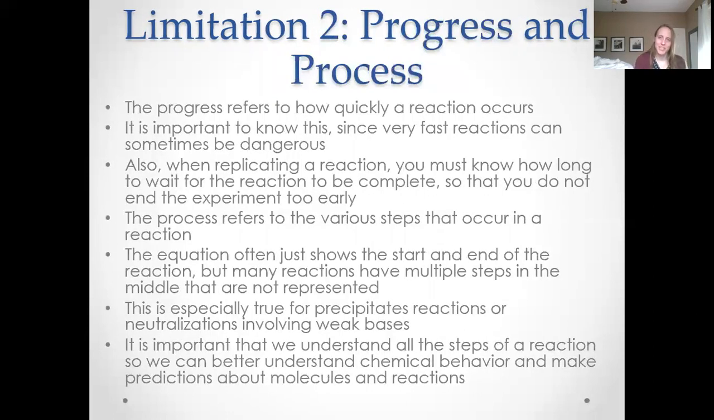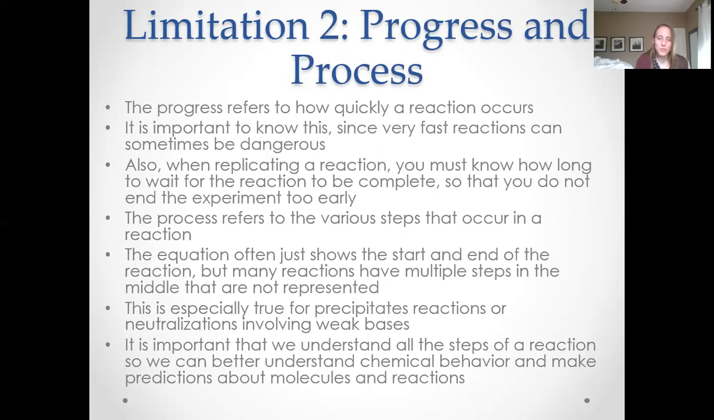The second limitation is progress and process. Progress refers to how quickly the reaction happens. And you want to know this because if the reaction happens too quickly, it can be dangerous. It can be explosive. And if the reaction is happening really slowly, you'd want to know that as well, because you want to know how long to wait until you end the experiment. You might think that the reaction's over and end your experiment, and then your results aren't accurate because it wasn't the true end of the reaction. It was just a very, very slow reaction.